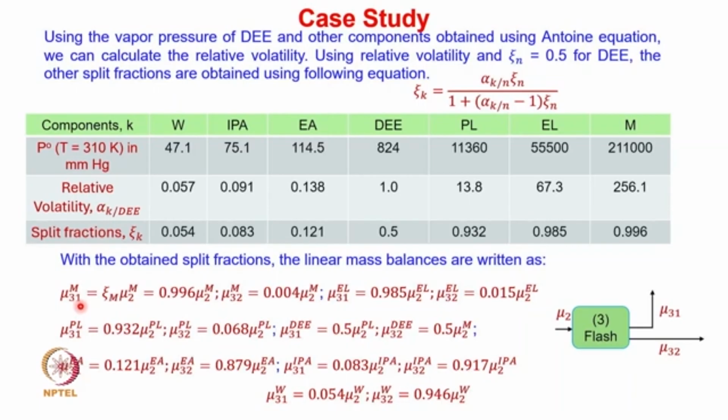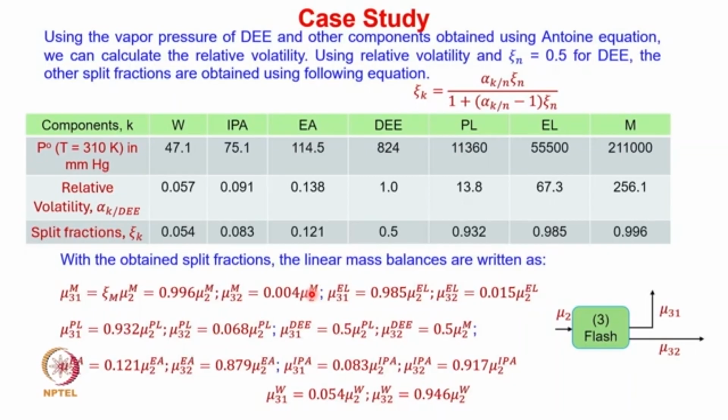For instance, the molar flow rate of methane in the vapor stream we can directly calculate as its split fraction multiplied by mu 2m, so that is 0.996 into mu 2m. This is the methane present in the vapor stream. And what is the methane present in the liquid stream? It will be 1 minus zeta m into mu 2m, so 1 minus 0.996, which is 0.004 into mu 2m.